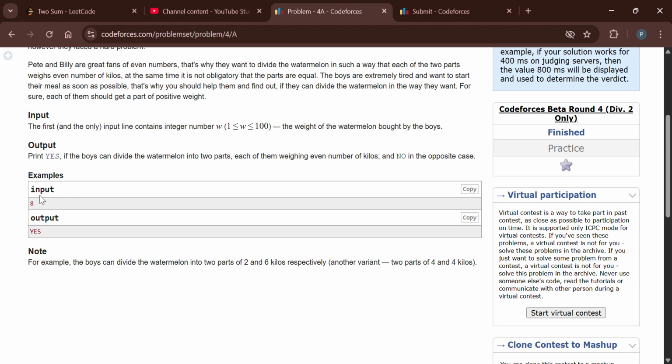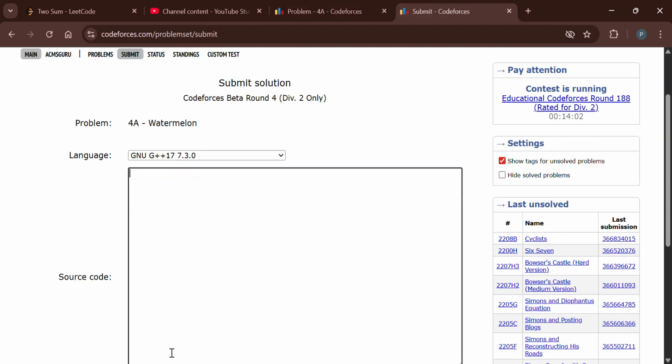We need to read the input and print yes or no. We have here that 8 can be divided into 2 and 6, 4 and 4, etc. So whether the weight they chose can be divided and distributed among them, yes or no. That is what we have to do.